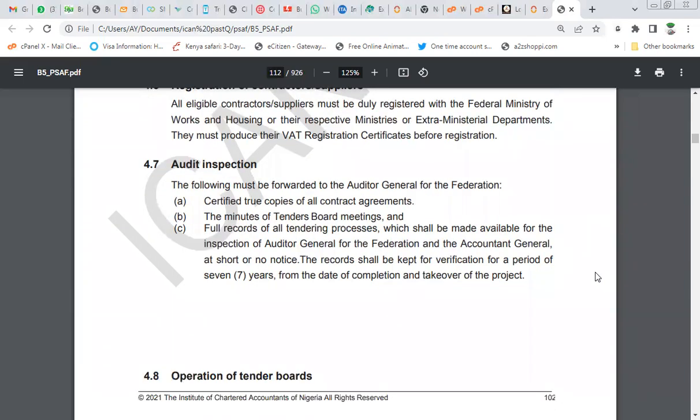Audit inspection. The following must be forwarded to the Auditor General of the Federation. One, certified true copies of all contract agreements. Two, the minutes of tender board meetings.